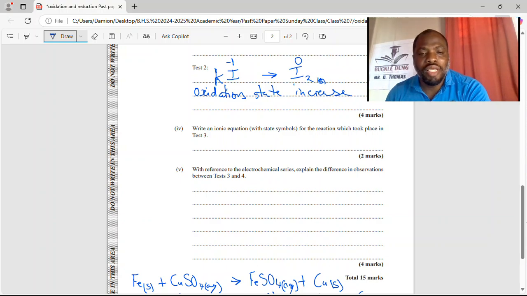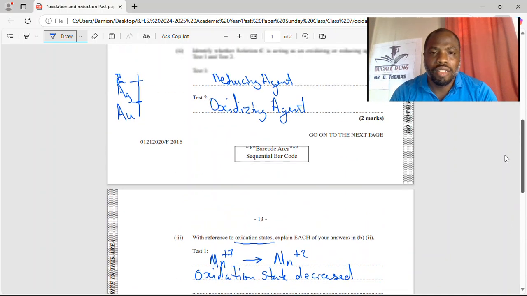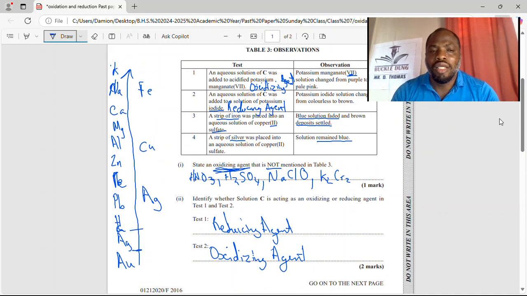With reference to the electrochemical series, explain the difference in observation between test 3 and 4. And I think I went through an explanation already, but just to go back, we said that as a matter of fact, in the electrochemical series, calcium is before sodium. In the reactivity series of metals, sodium comes before calcium. Since this is the electrochemical series, calcium appears before sodium.